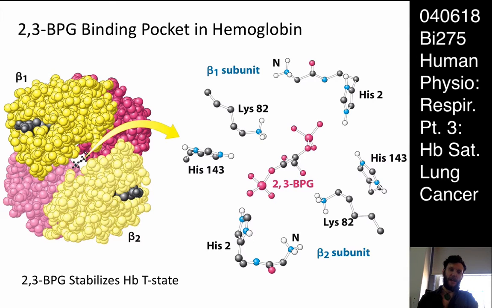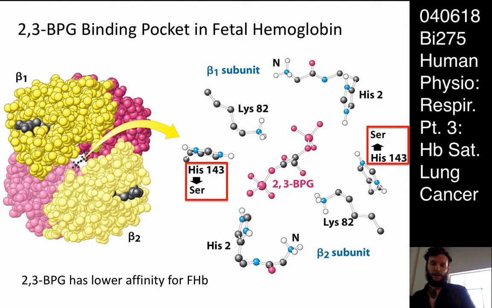But you can see how it may, in fact, stabilize the tense conformation. It's limiting the conformational mobility that hemoglobin can have, because those subunits can't collapse down on each other because there's this molecule in the way. Following this? Yeah. Okay.